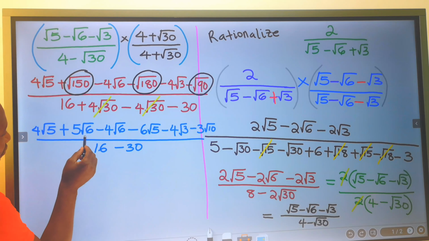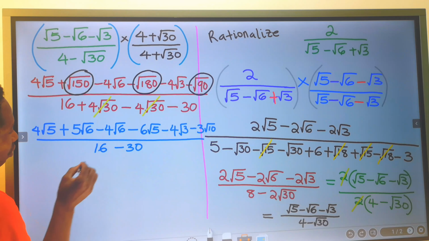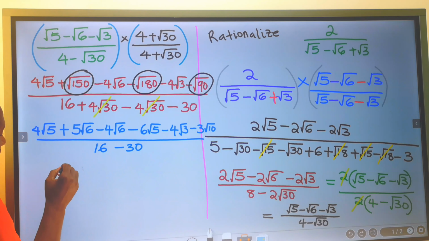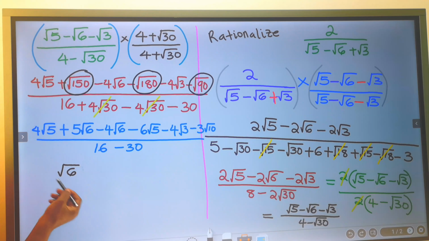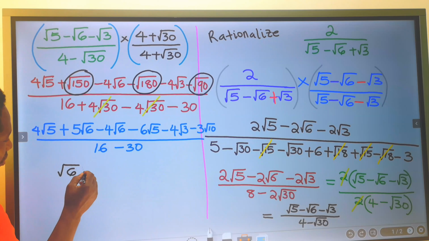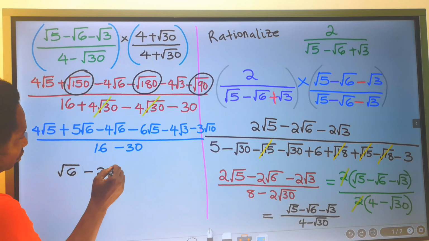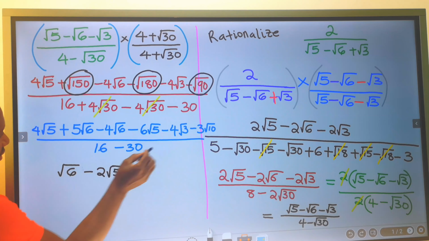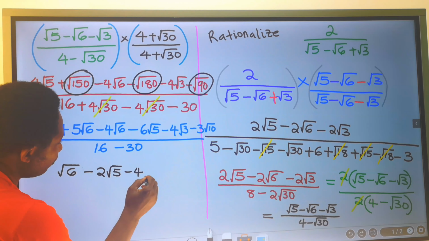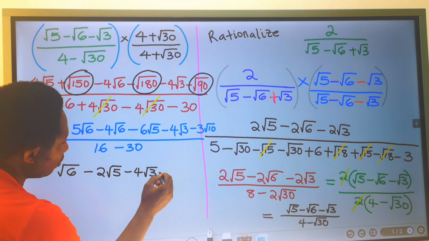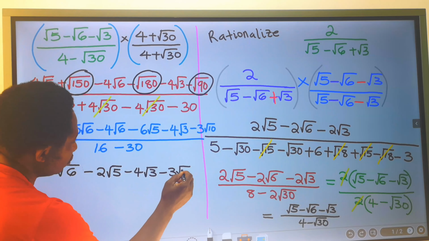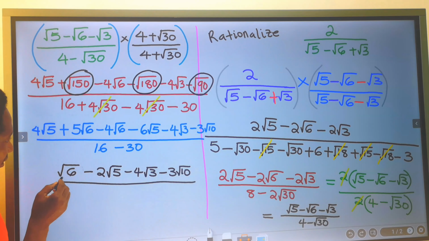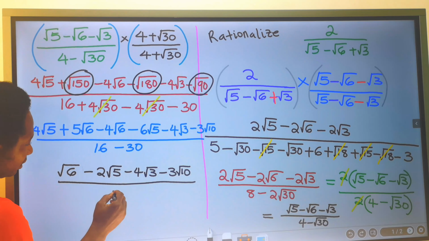Next, 5 root 6 minus 4 root 6. We're going to be left with root 6. Next, 4 root 5 minus 6 root 5. We're going to have minus 2 root 5. We are done with this. Here we have minus 4 root 3, and here we have minus 3 root 10. Divide by 16 minus 30 will leave us with minus 14.